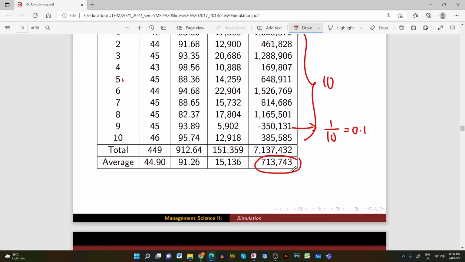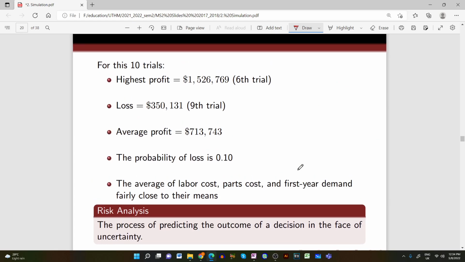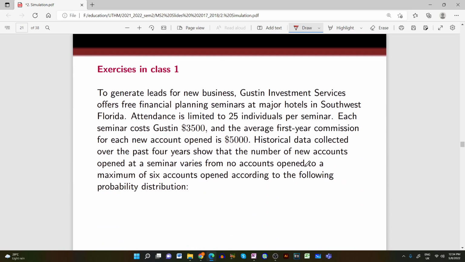Okay. All right, this is something to do with simulation with a new product, also known as risk analysis. Whenever you hear risk analysis anywhere, this is predicting some outcome in the decision of uncertainty. Uncertainty means we don't know the real value, we go by probability. All right, now exercise in class 1, try to read this.